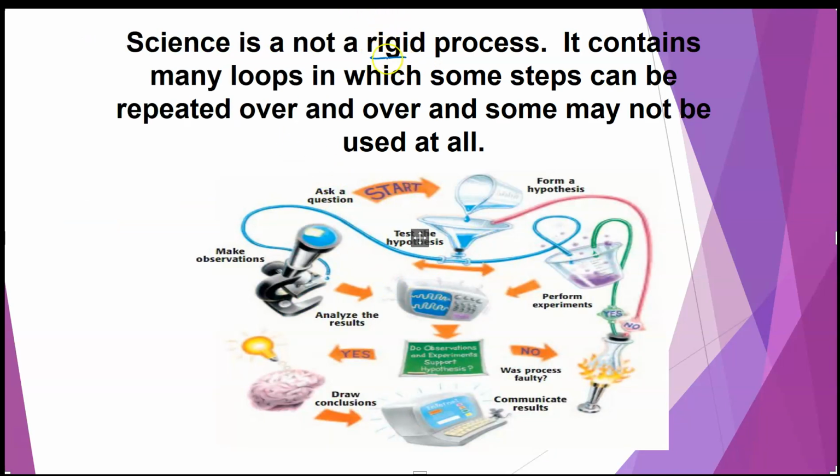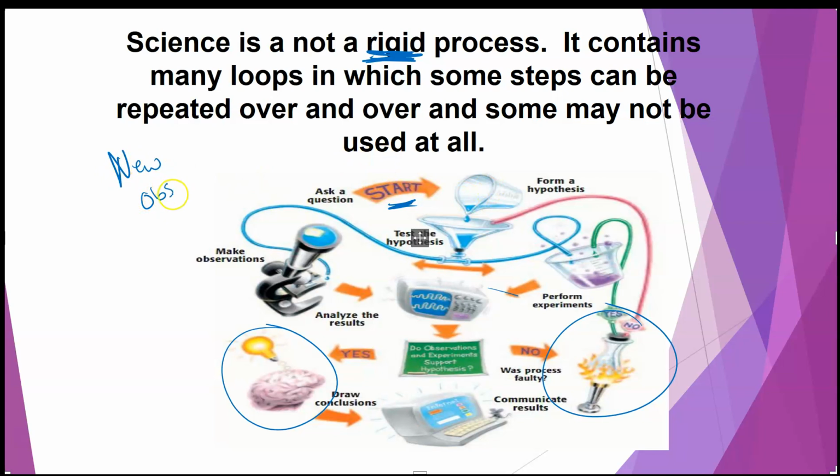I feel like 2020 has really shown us it's not rigid. There's a lot of loops. There's a lot of back and forth. You start here, you go all over the place, you end up in one place here, and another time you end up here. But it doesn't mean it's wrong. It just means there's a lot of different ways to go about things. And sometimes if we get new observations, right, that's going to change our hypothesis.